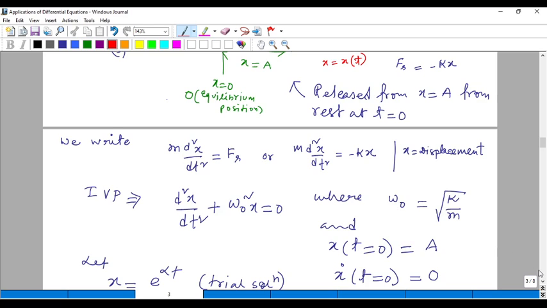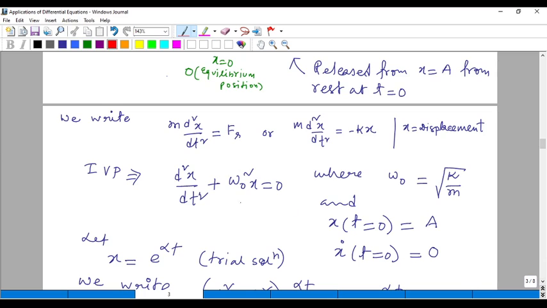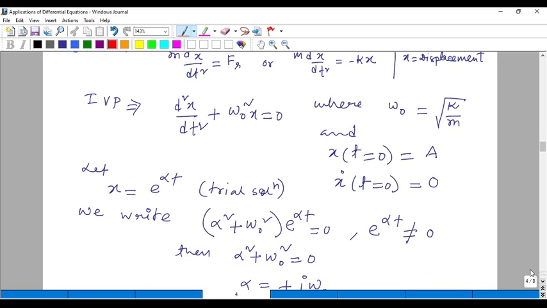And now from this differential equation, we can make an initial value problem, subjected to the initial conditions: x at t equal to 0 is equal to a, that is, at t equal to 0 the displacement is maximum, which is a, and the initial velocity is 0. Now this differential equation is a homogeneous differential equation, and we can solve this using a trial solution, that is x equal to e to the power alpha t.